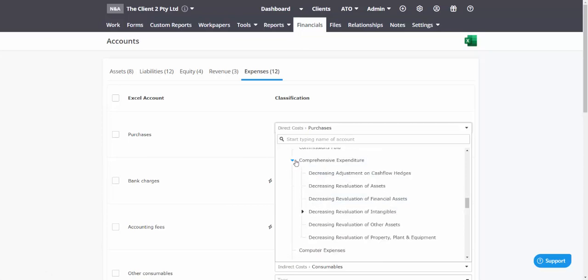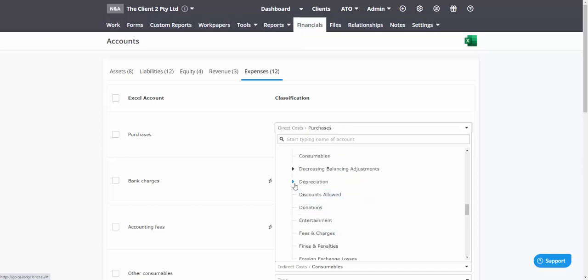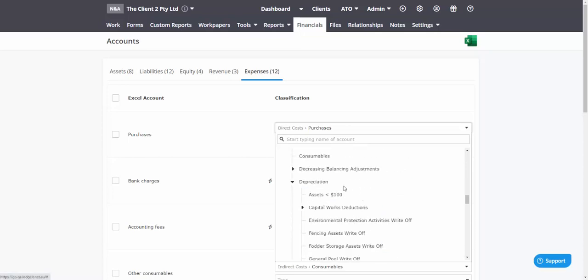Comprehensive expenditure, really shouldn't be using this if you've got a small business, you won't have this. This is just your increasing and decreasing adjustments. Computer expenses, depreciation. If you want to do depreciation on a tax basis, we've got categories for all your tax depreciation. It is common for small businesses to just put their tax depreciation into their accounts. It makes life simpler from some perspectives.